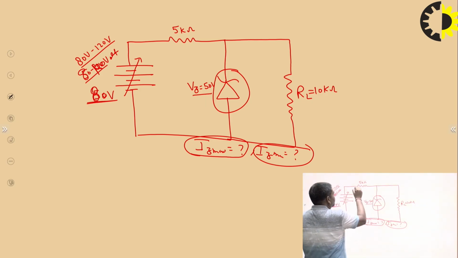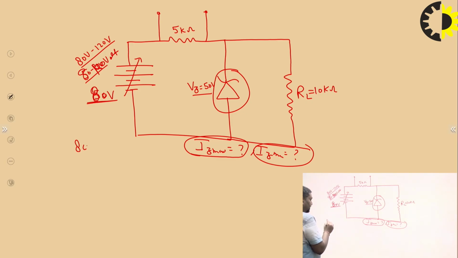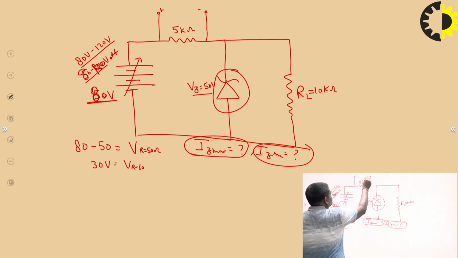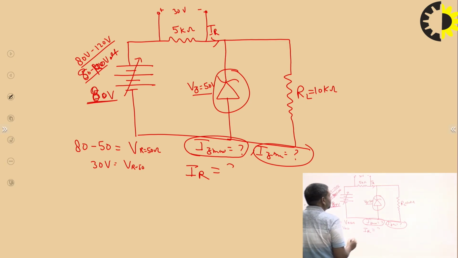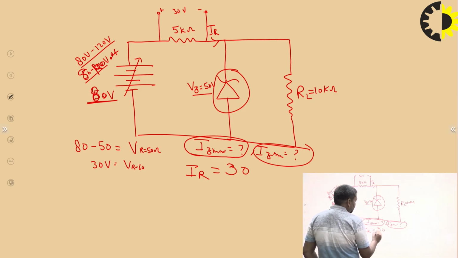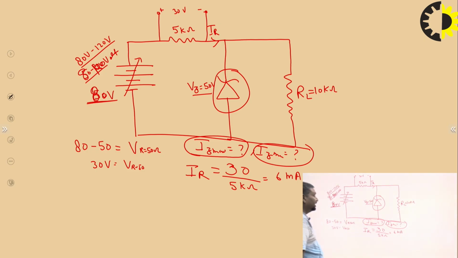So this is 50 volt. The voltage across this resistance, by the energy conservation law, is 80 minus 50 volt, which is 30 volt. So how much current is flowing here? We easily calculate IR, the current flowing through that resistance: I is equal to V upon R, with R equal to 5 kilo ohm. That means IR is equal to 6 milliampere.